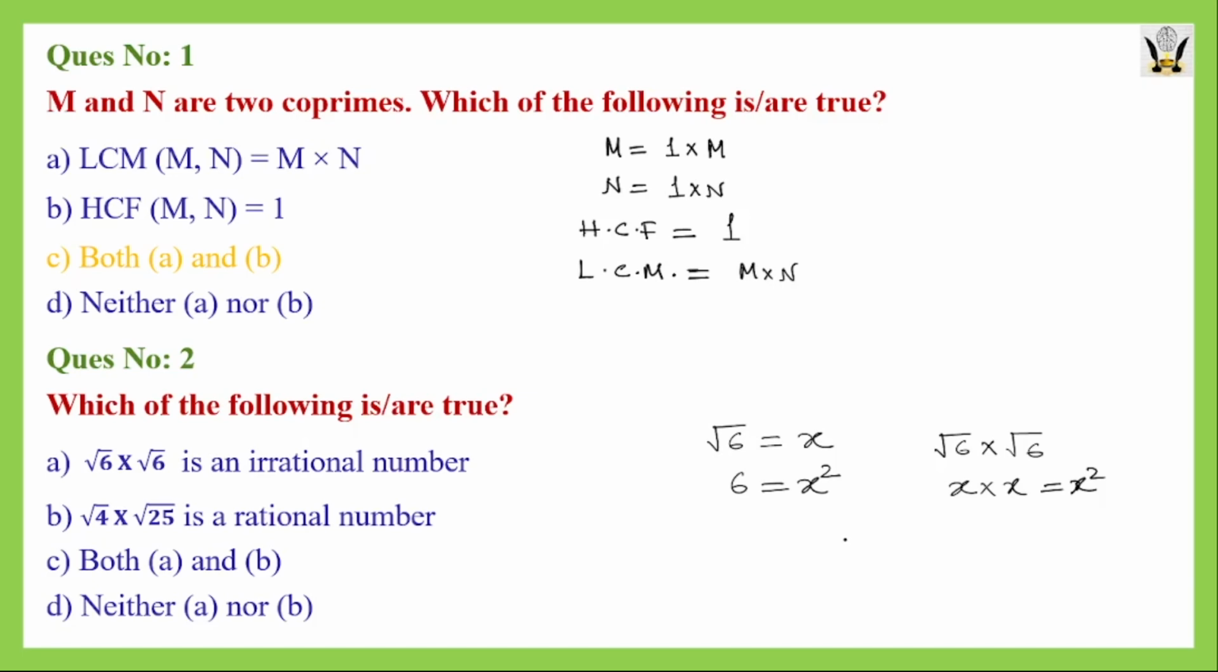Then option B, root over 4 multiplied by root over 25. Root over 4 is 2 and root over 25 is 5. So the product will be 10, which is a rational number. So option B is correct. And the third option is both A and B. That is not correct because A is not correct. And neither A nor B, since B is correct for us, option D is also not applicable. So here the correct option will be option B.